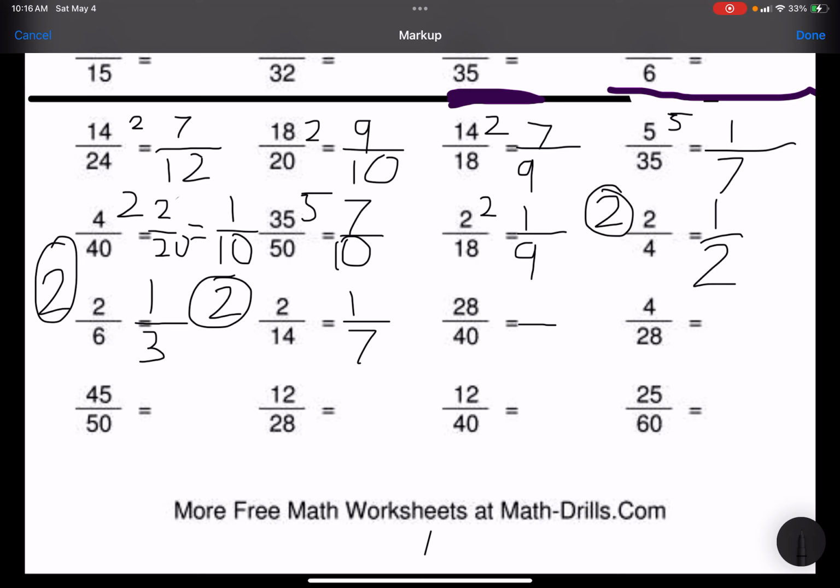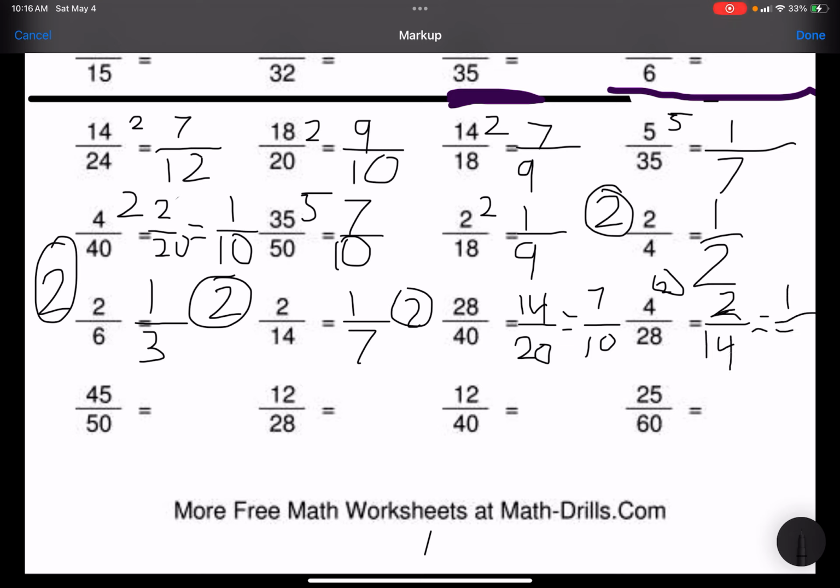28 divided by 40 will be, we'll do this 2 times. 14 and 20. And we realize we're going to be simplifying. So 7 and 10. 4 and 28, 2 times. 4 divided by 2 is 2. 28 divided by 2 is 14. Now we're going to do this again, simplifying.